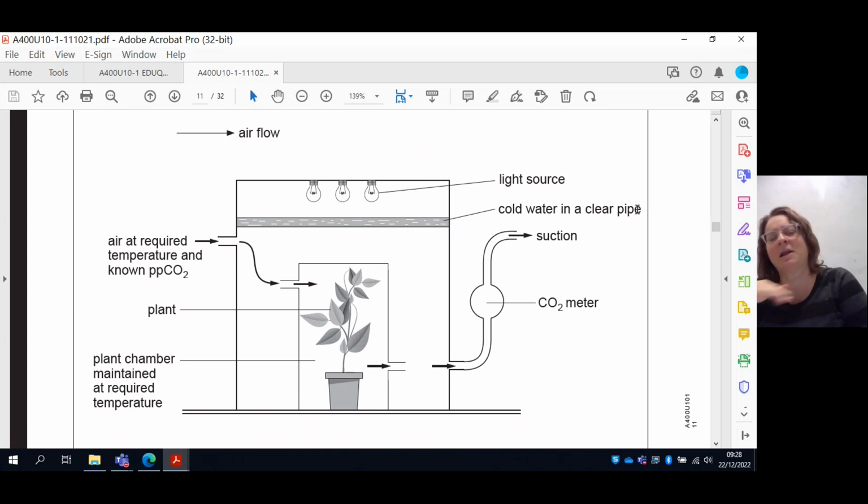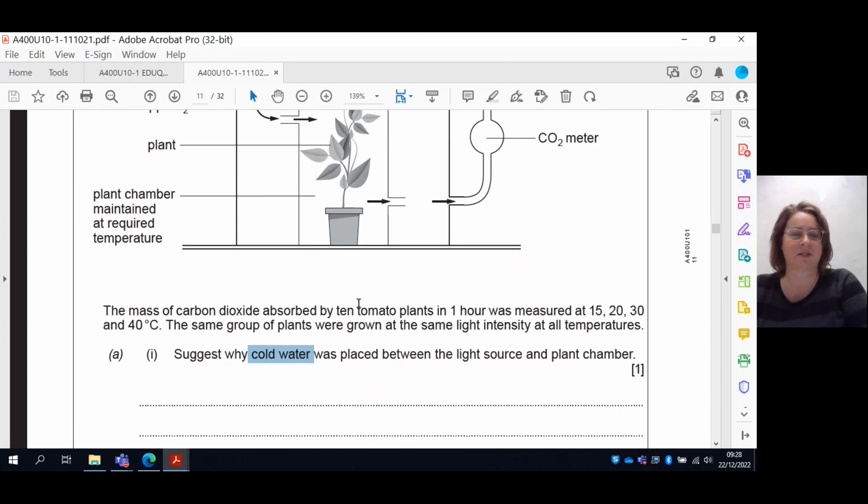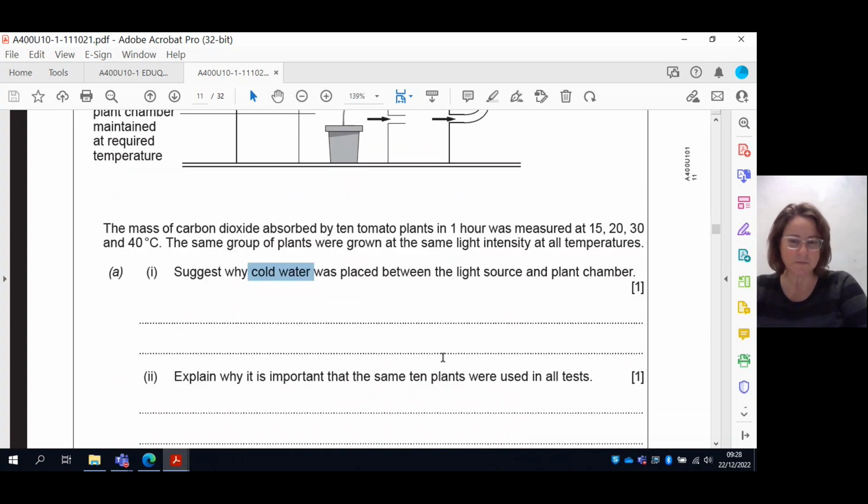You would have used a color filter if you wanted to create a particular wavelength. So blue filter or a red filter, a green filter, and see what happens then. But this is just a clear pipe just to allow the light to get through, but to stop the temperature from being affected by those light bulbs.